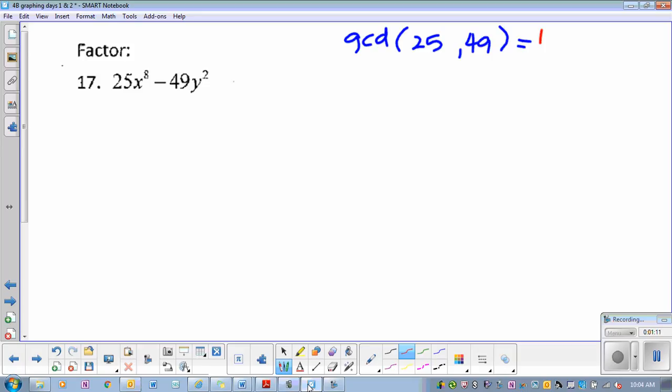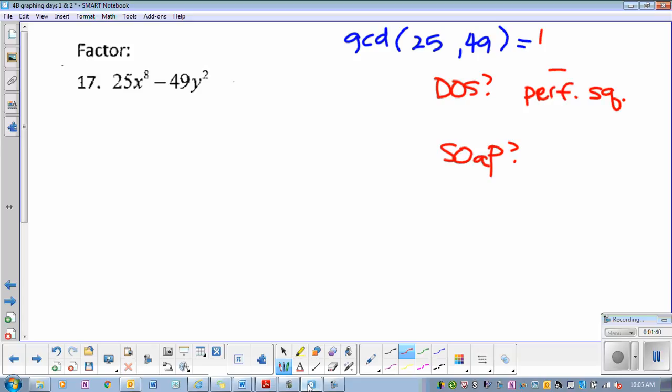So 2 terms still. Now I have 2 different options. Is it a DOTS or is it a SOAP? Right? So the 2 ways that you can factor further when you have 2 terms. So DOTS means you have to have a subtraction between them, and everything has to be a perfect square.